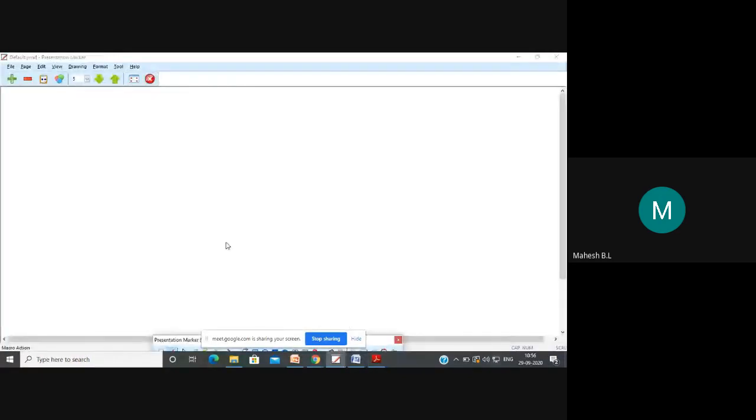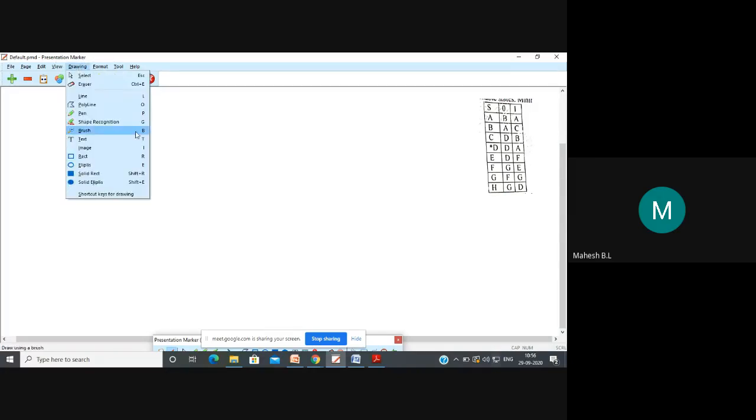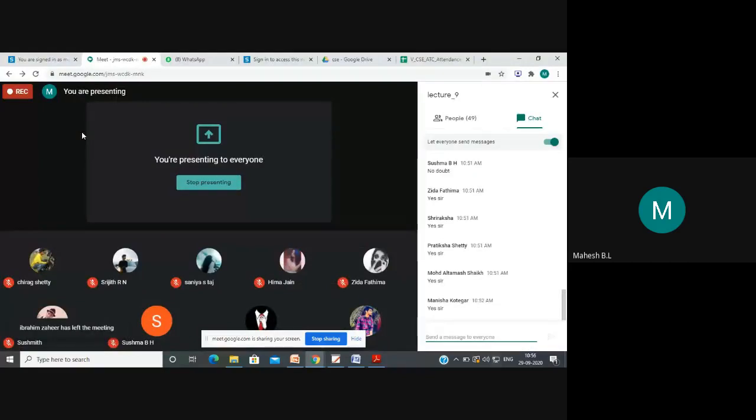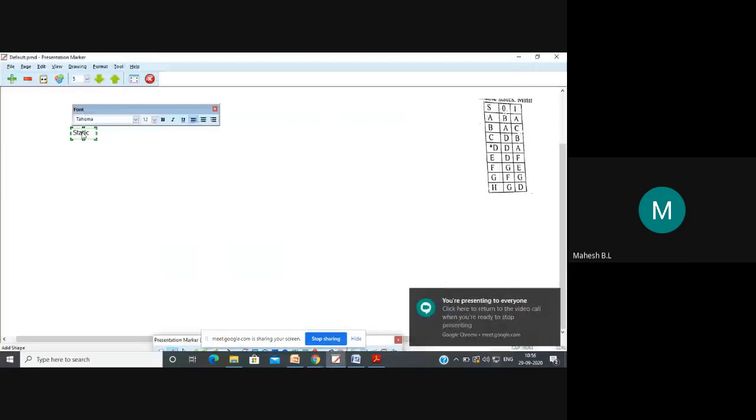Or else we can minimize without knowing the initial state. Let's do this. Okay, let's try this one itself. So first, let's see which is the equivalence class.